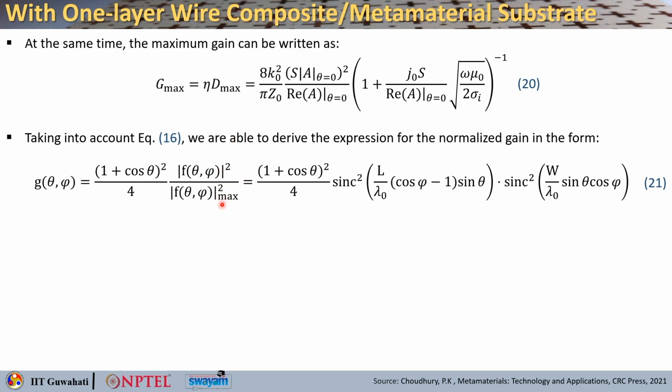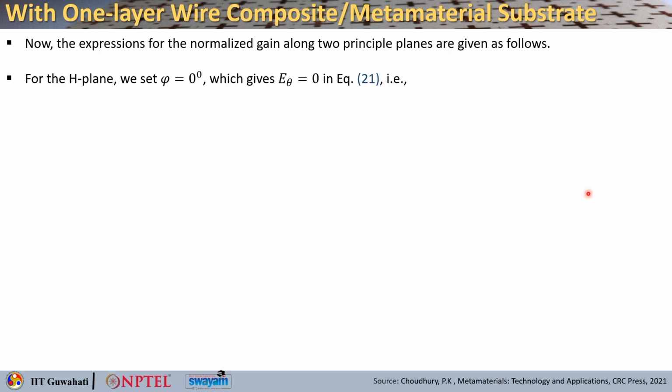So, it gives you 1 plus cos theta whole square by 4 divided into sinc square L by lambda naught times cos phi minus 1 into sin theta times another factor sinc square W by lambda naught sin theta cos phi. So, now the expression for the normalized gain you can obtain along the 2 principal planes that can be given in this particular form.